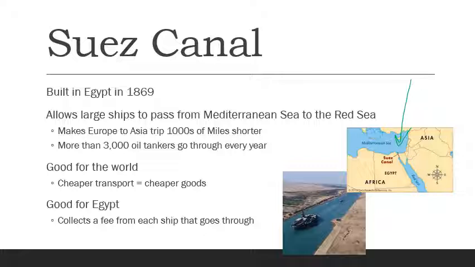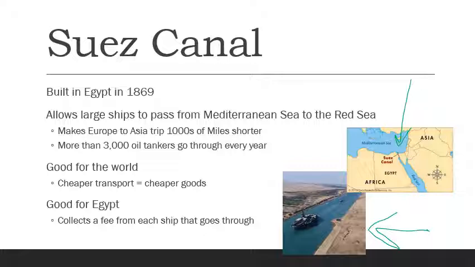And what the Suez Canal does is it's a river dug out of it. You can see a picture of it right down here. And so it allows these large ships to pass from the Mediterranean Sea, which we know where that is, to the Red Sea right along the coast of Africa there. And so it allows these large ships to come through, which makes the Europe to Asia trip thousands of miles shorter because they don't have to go all the way around all of Africa. And so every single year there's tons of large ships going through, and more than 3,000 oil tankers go through this Suez Canal every single year.